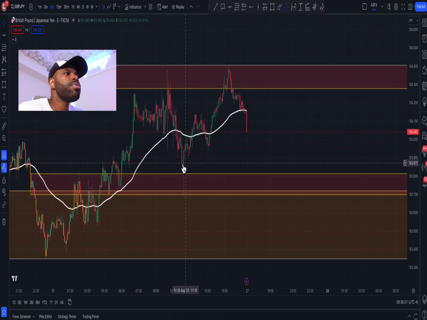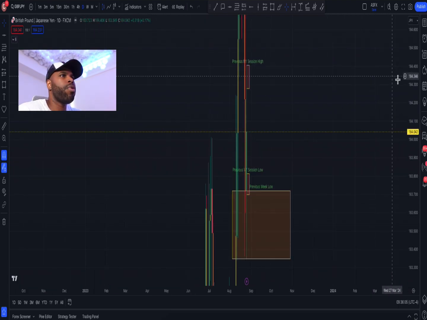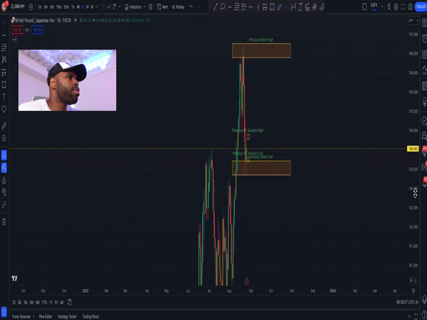Okay, so that's how you draw your previous zones. Again, let's recap. So we started on the daily, right?